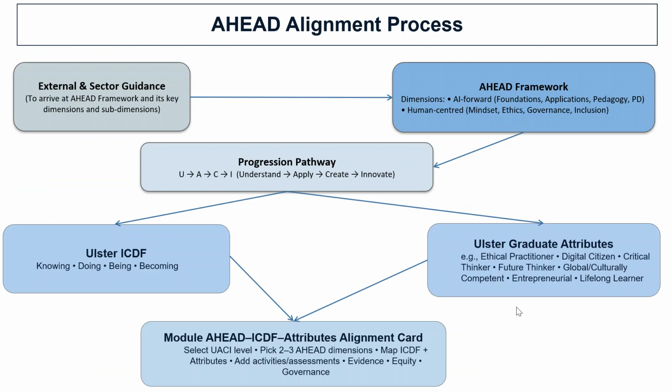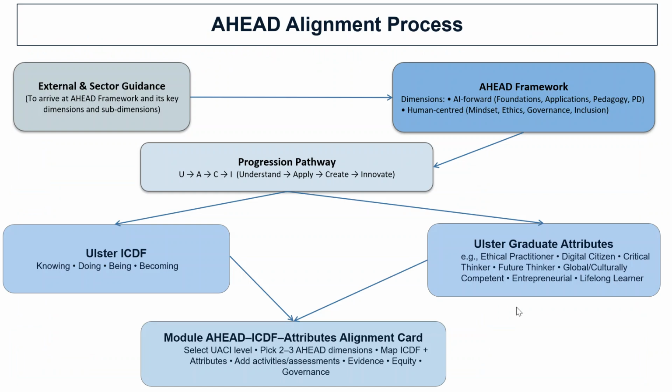So, as a reminder, we have our external and sector guidance impacting our modules. The AHEAD framework then helps us to focus on being AI forward, which is foundations, applications, and pedagogy, and so on, and a human-centered mindset, ethics, governance, inclusion. We have our progression pathway, which we talked about already. In this example we looked at apply. We integrate that with Ulster's integrated curriculum development framework of knowing, doing, and being, and the Ulster graduate attributes.